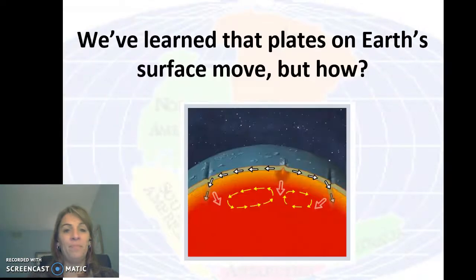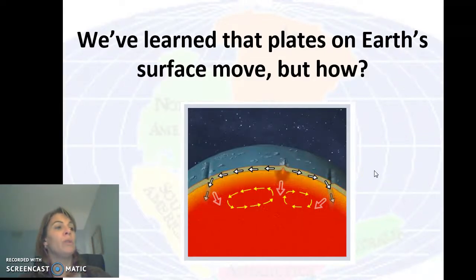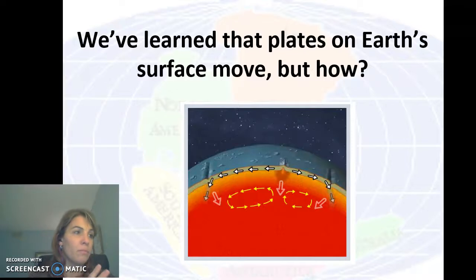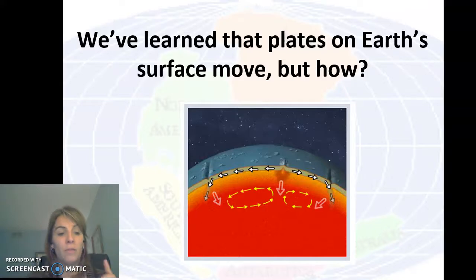Okay. We learn that plates on Earth's surface move, but how do they move? These plates are large and quite massive. Scientists believe that 2 forces are responsible. We talked about it yesterday. Do you guys remember? Convection and gravity are the 2 forces that are responsible for the plate movement. Okay, in this lesson, you're going to investigate how each of these forces is involved in plate movement.